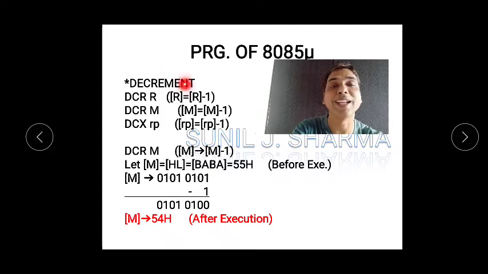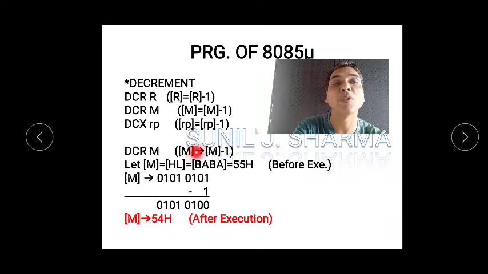Now we'll go with the same concept as increment. We also have a decrement. So DCR R, DCR M and DCX RP. This will be contents of register will be decremented by 1, contents of memory will be decremented by 1, and contents of register pair will be decremented by 1. So can you see DCR M? M is equal to M minus 1. M means contents of memory addressed by the register pair. I think everyone knows that this belongs to register addressing mode, this belongs to register indirect, and this also belongs to register addressing mode because only register pairs are used.